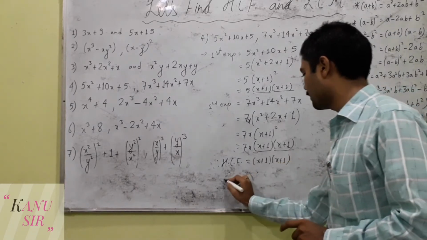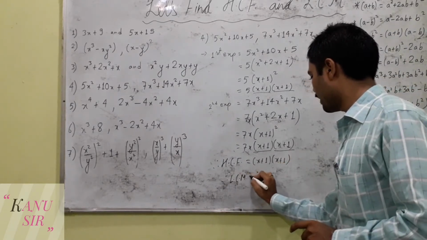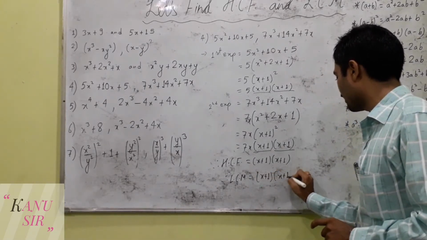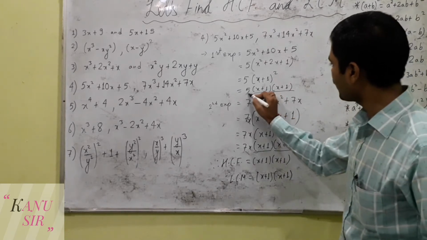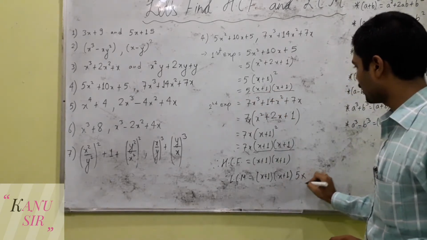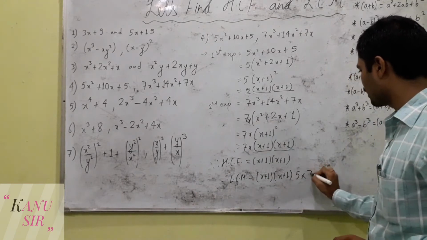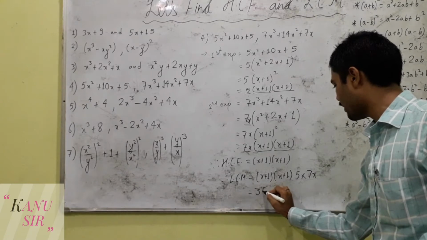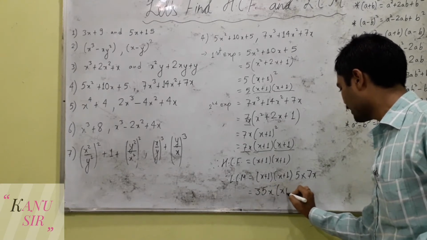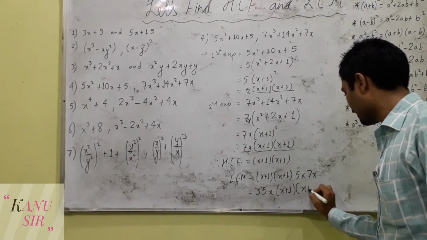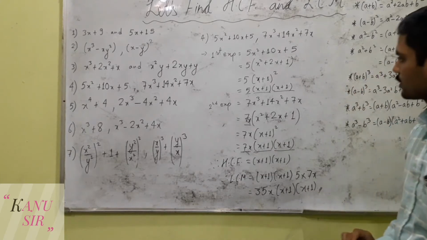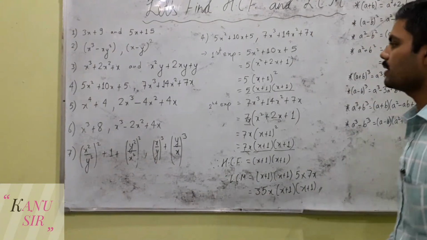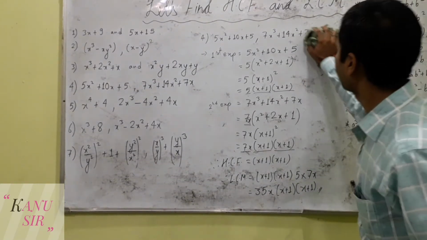And about the LCM, we'll have to take what is common in both, that is x plus 1 and x plus 1, and the rest will also follow. So 5 is left, which is not common. 7x is left, which is not common here. So finally we can conclude 7 times 5 is 35x, x plus 1 and x plus 1. So it is almost similar to that of question number 3. Now let's go to question number 5.